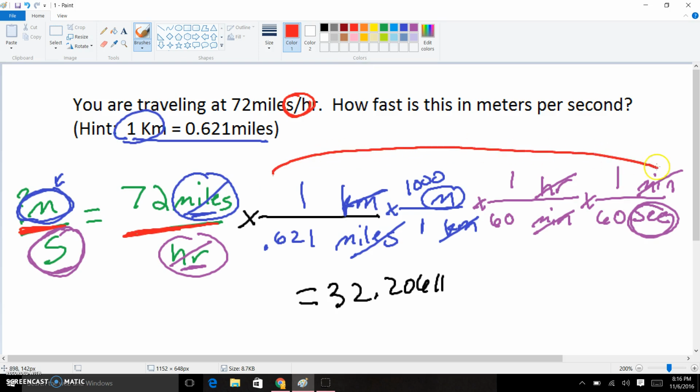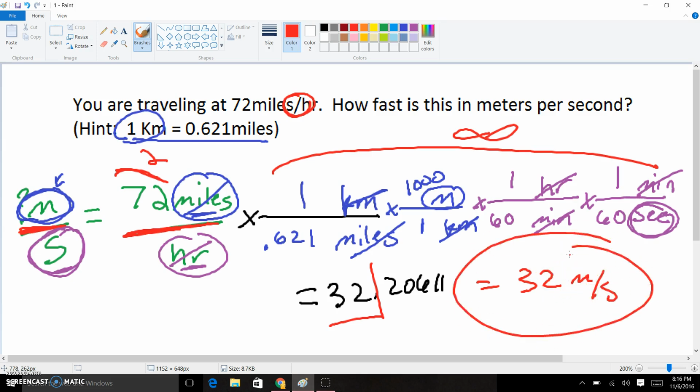All of these numbers here are conversion factors, so they have infinite sig figs. This number here has 2 sig figs, so I want 2 sig figs in my answer. 32. I'm going to keep it, so 32 meters per second is my final answer. Okay, that's my first problem I wanted to talk to you about.